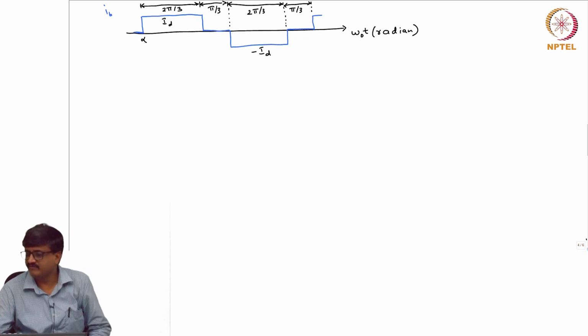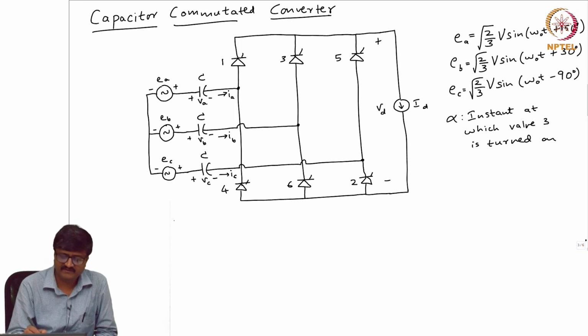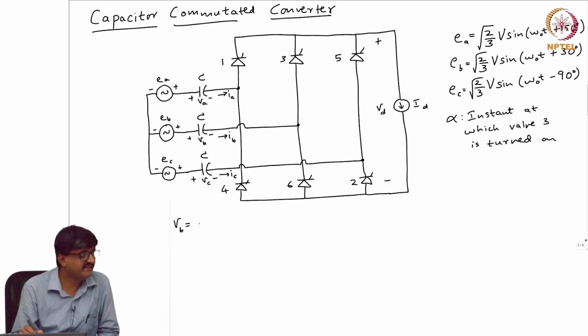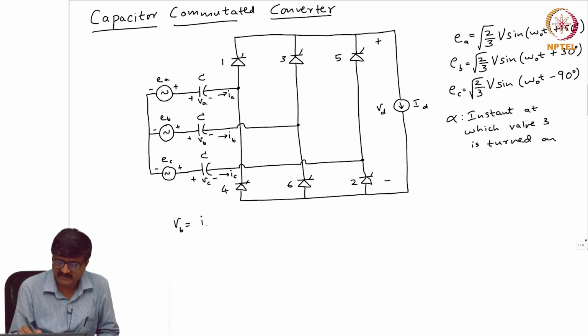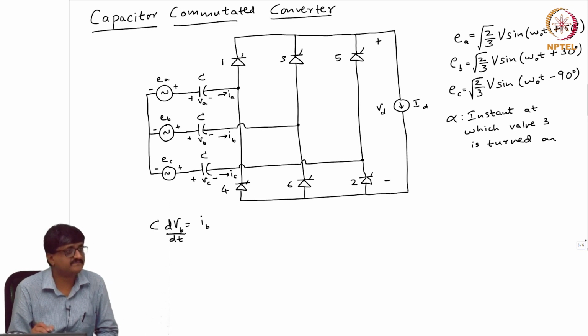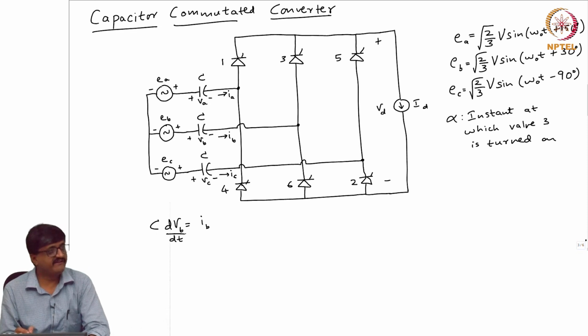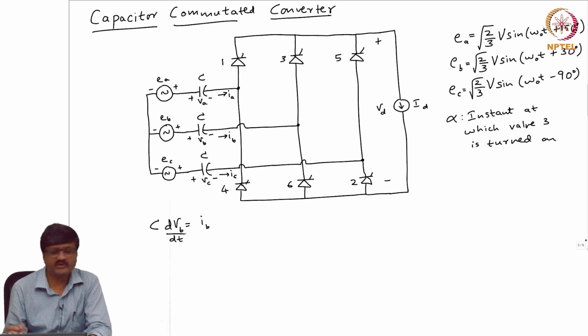So, go back to the circuit. If you look at the circuit, what is VB? VB can be related to IB. How are VB and IB related? 1 by C integral IB. So, I can write IB as C dVB by dt. So, I have to take a waveform for VB such that its derivative is similar to IB, except for that constant C. C is a constant.